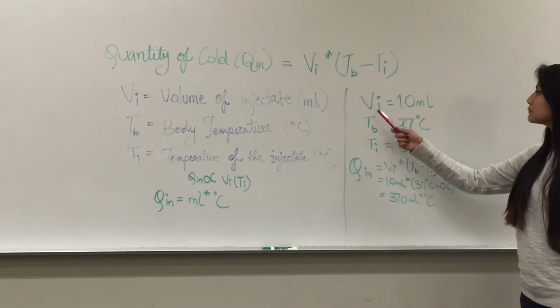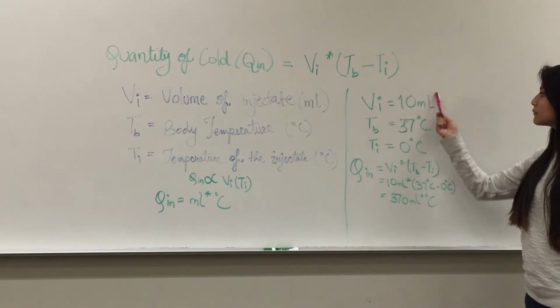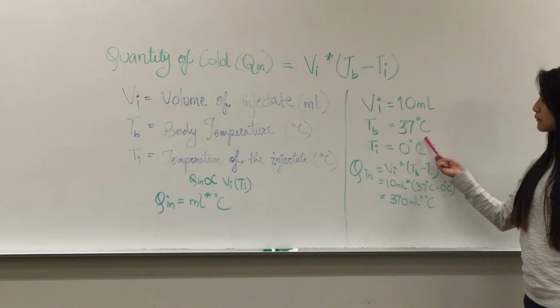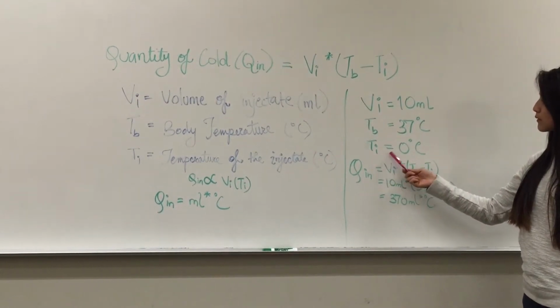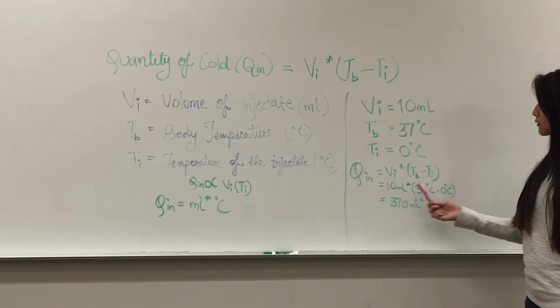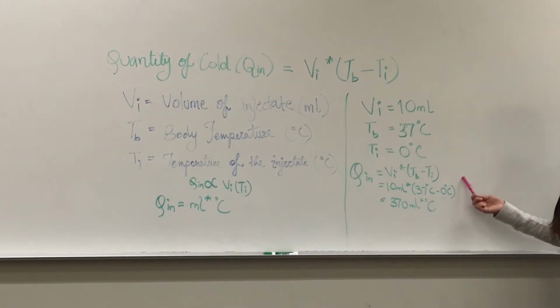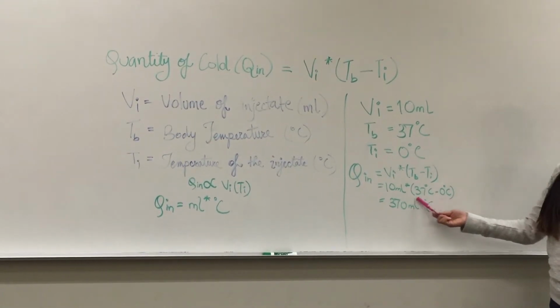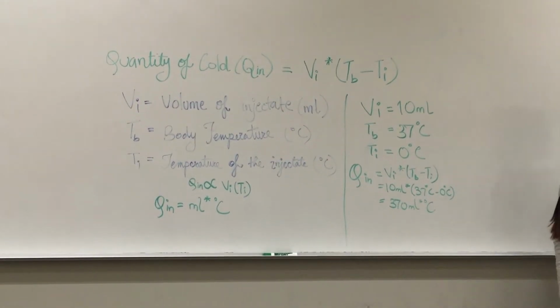In this equation, Vi is 10 milliliters, Tb is 37 degrees Celsius, and Ti is 0 degrees Celsius. After substituting the values in the equation, Qin is 370 milliliters times degrees Celsius.